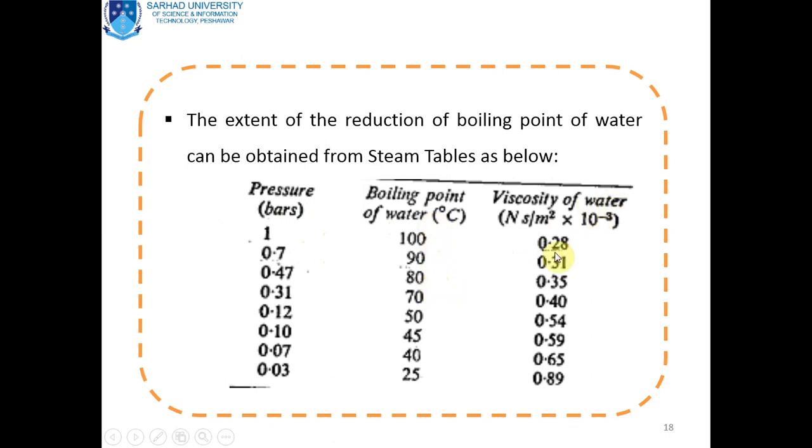And similarly, the viscosity of water, which you can see in the chart is 0.28, increases as the pressure is reduced, as the boiling point is reduced. So in the case of 1 bar pressure, the boiling point will be 100, and the viscosity of water in Newton second per meter square multiplied by 10 to the power minus 3 will be equal to 0.28, and that will further increase when the boiling point of water is decreased by 10 degrees centigrade after the reduction in the pressure. And this is the table. When we reduce the pressure, the boiling point of water will be reduced, and similarly, the viscosity of water will be increased.